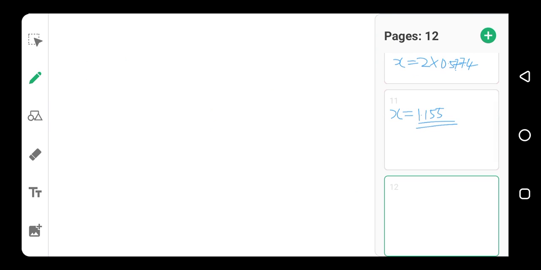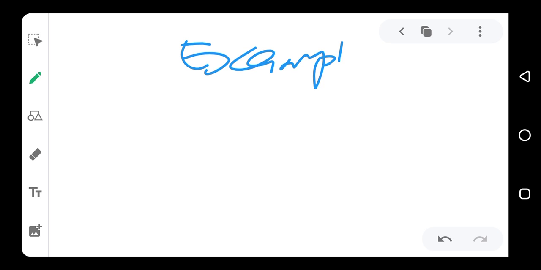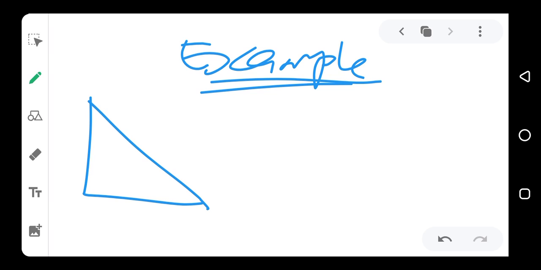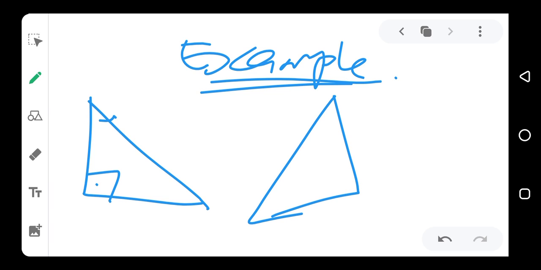Example 2. If we have this triangle, remember that the right angle can be placed anywhere. It can face this side, or it can be something like this. It doesn't matter. Once we have this perpendicular sign, we know that it is a right angle triangle.